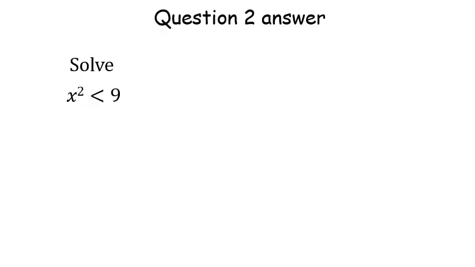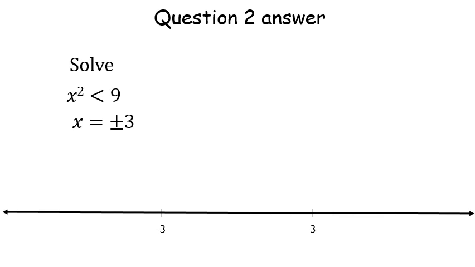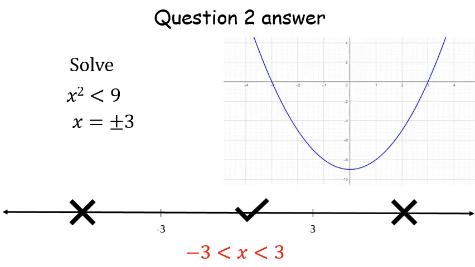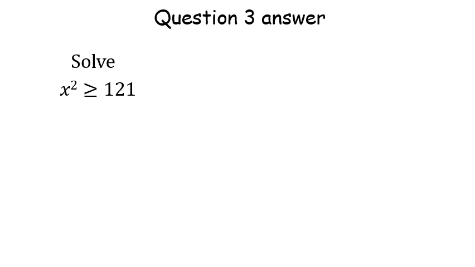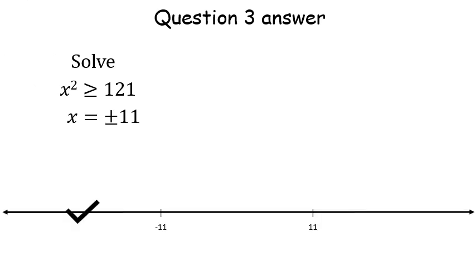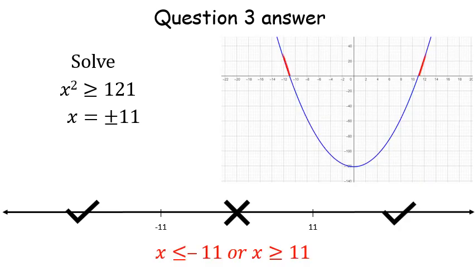Question 2. The critical points of this inequality are plus and -3. Checking a number that's smaller than -3, that's in between -3 and 3, and one that's greater than 3, we find that the inequality is -3 is less than x is less than 3. Question 3. The critical points of this inequality are plus and -11. We get x is less than or equal to -11, or x is greater than or equal to +11.